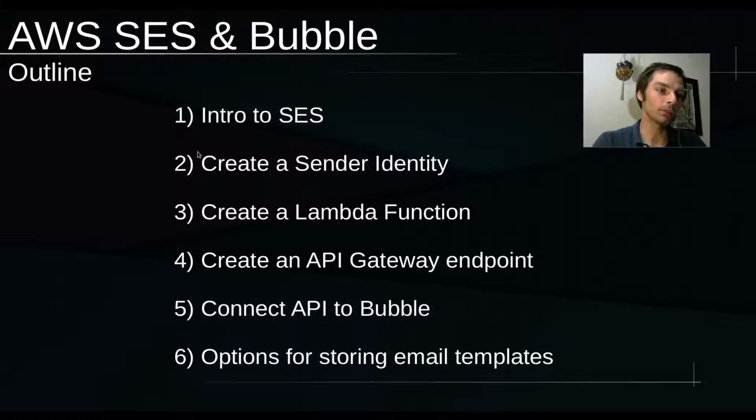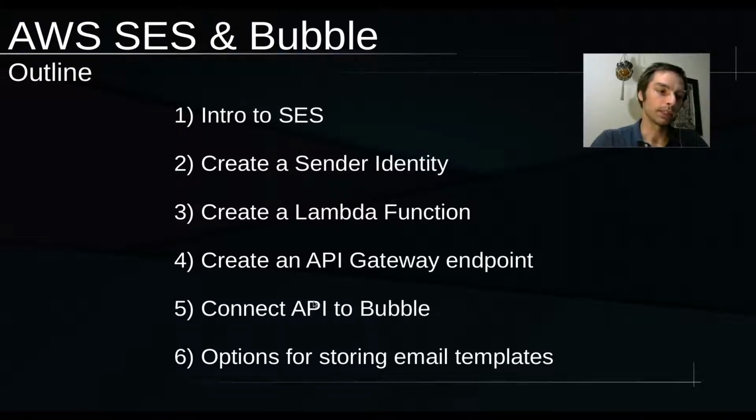So we'll set up a sender identity, which is basically just adding an email address that you send emails from to SES. Then we'll create a Lambda function, which will generate the body of the email and the headers and route the email appropriately and so forth. And then we'll create an API endpoint that exposes this Lambda function. So that's how we'll call the code in this Lambda function.